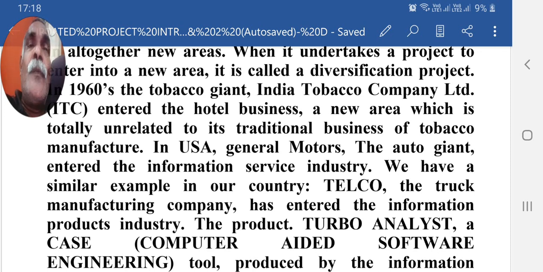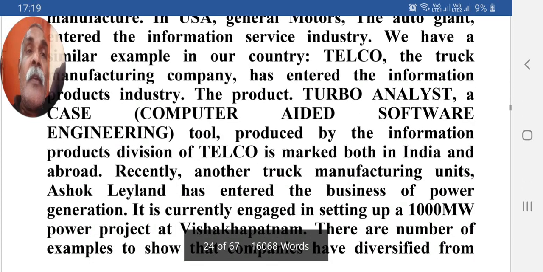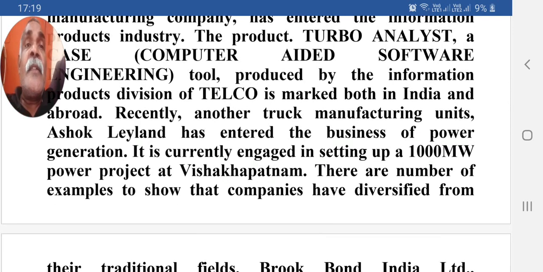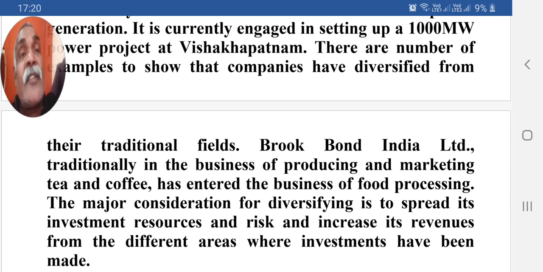We have a similar example in our country too, that is Telco. The truck manufacturing company has entered the information product industry. Which type of product is this Telco information product industry producing? Turbo Analyst, a CASE, computer aided software engineering tool produced by the information product division of Telco, is marketed both in India and abroad. Recently, another truck manufacturing unit, Ashok Leyland, has entered the business of power generation. It is currently engaged in setting up a 1,000 megawatt power project at Visakhapatnam. There are numbers of examples to show that companies have diversified from their traditional fields.